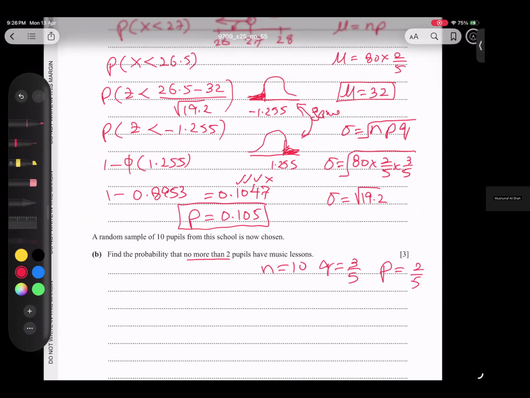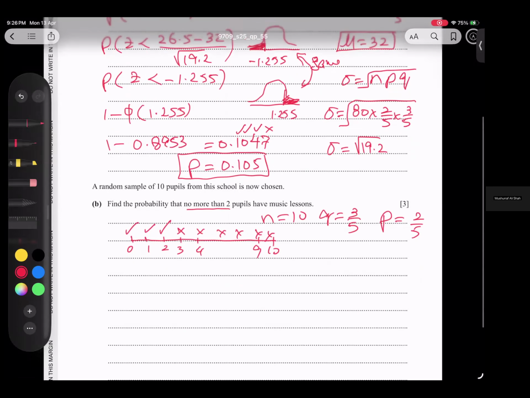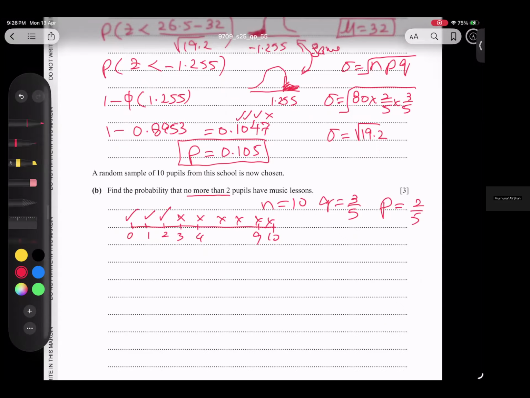They said no more than 2. Look, I'll show you on a number line so you can understand: 0, 1, 2, 3, 4, continuing till 10. No more than 2 means I don't need 3 or the larger values. I need 2, 1, and 0. So I have to apply the binomial formula 3 times. The formula is nCr, q to the power n minus r, and p to the power r. So n is 10: 10C0 with 2 brackets, 10C1 with 2 values, and 10C2 with 2 values.